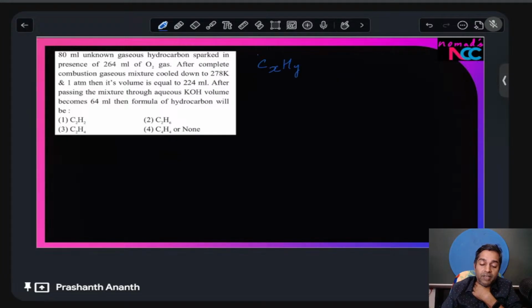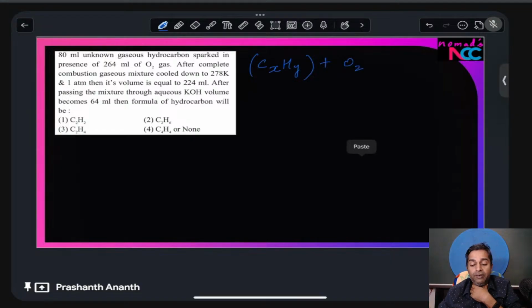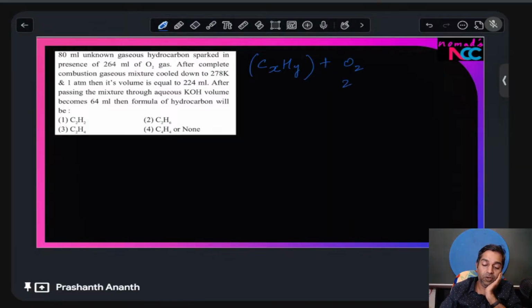So if I'm going to be having this unknown hydrocarbon over here, it is reacted with oxygen gas. They have clearly mentioned it's a hydrocarbon, so I'm not going to be adding any other elements over there. CxHy is sufficient, and they have given us this is going to be 264 ml. After complete combustion, the gaseous mixture is cooled down to 278 Kelvin and 1 atmosphere. Then its volume is equal to 224 ml in this particular case here. After passing the mixture through aqueous KOH, volume becomes 64 ml.